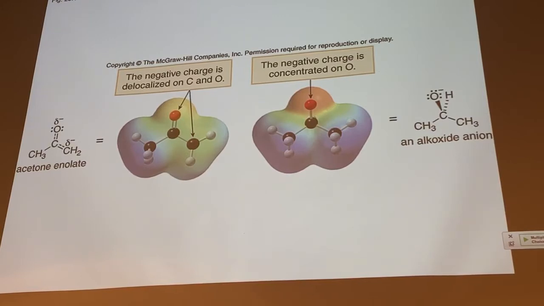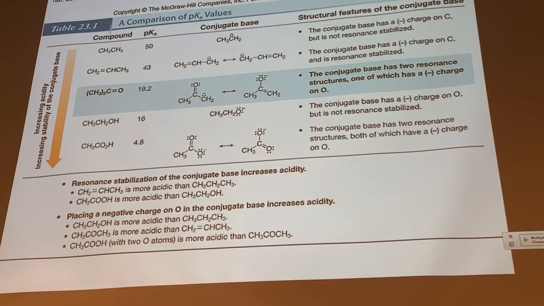So let's take a look at some pKa comparisons. Let's focus on the top 3 molecules in this table: ethane, propene, and acetone. Acetone is the most acidic. There are 2 structural features of the enolate of acetone that make it more stable, to make acetone more acidic than the compounds above it. What are those 2 features? They're written in the table, so you can actually look up the answer.